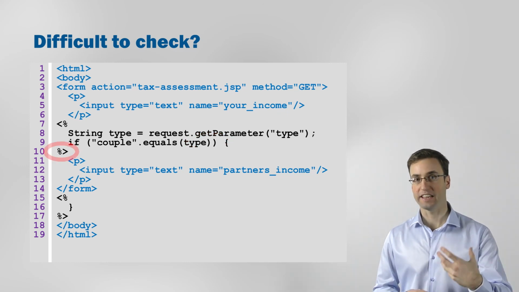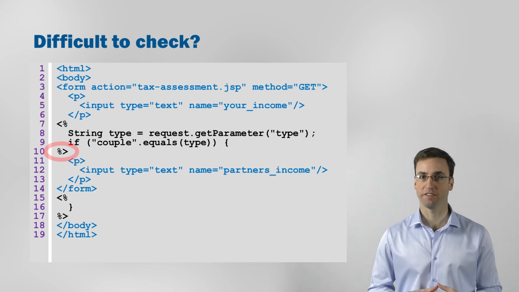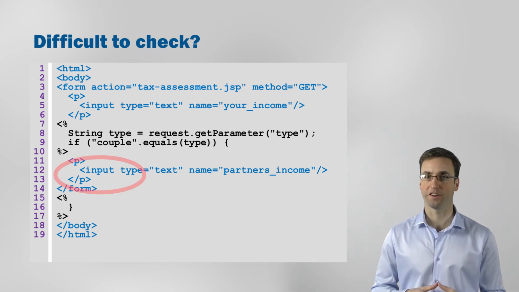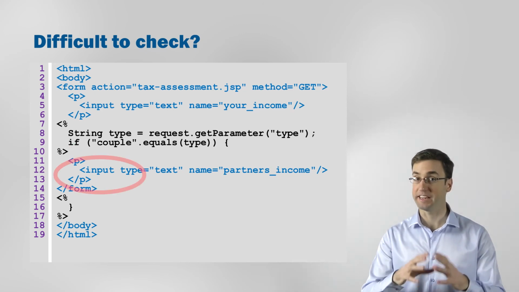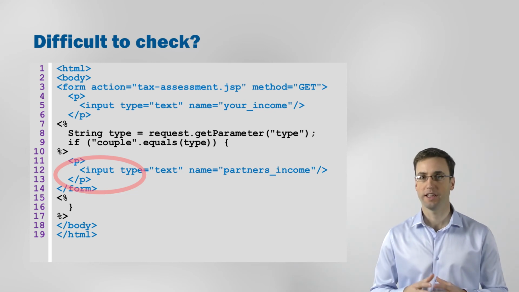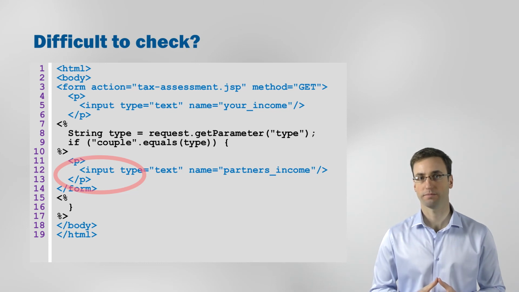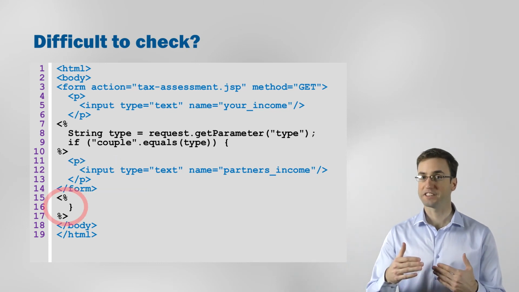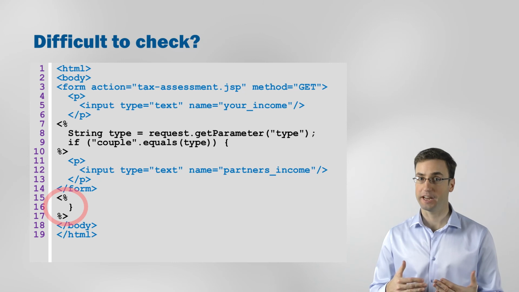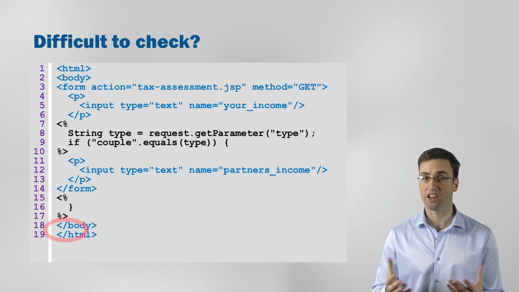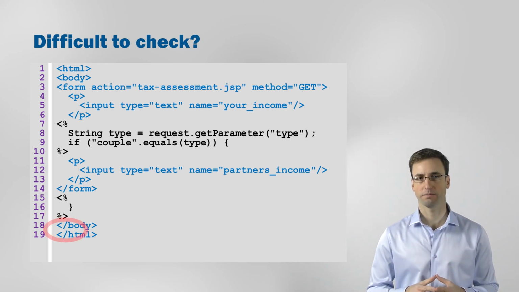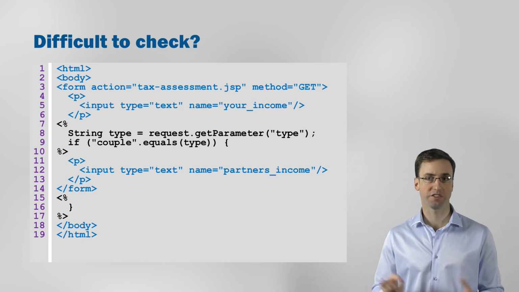Line 10 ends that Java fragment we opened on line 7. So lines 11, 12, and 13 will only be displayed when that if statement evaluates to true. In other words, when that parameter name type is equal to couple. Lines 15 to 17 then end the if statement, and they look fine. And lines 18 to 19 look fine too. So far we've found 2 errors.